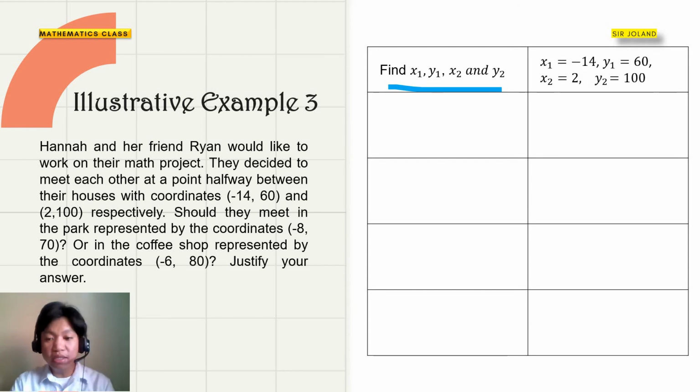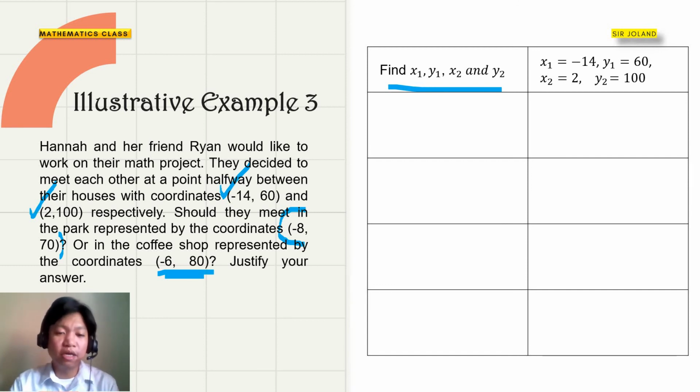So dito, wag nyo gagamitin ito ha. Hindi pa natin gagamitin itong negative 870 tsaka to. So, hindi natin gagamitin. Ang gagamitin lang natin dito is yung coordinates nung kanilang bahay. No? Yung houses nila, saan ba nakalocate. So, doon lang tayo kukuha ng value. So, ito kasing coordinates na to, negative 870 at saka yung negative 6 and 80, yun yung coordinates ng landmark kung saan pagpipilian pa nila kung saan sila mag-meet. Okay? So, doon lang tayo kukuha sa negative 1460 at saka dun sa 2100.